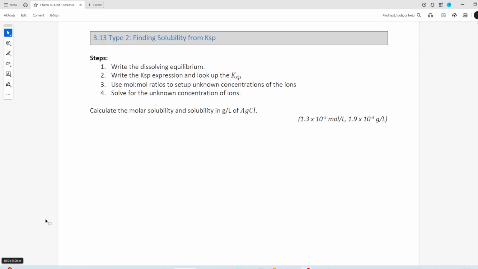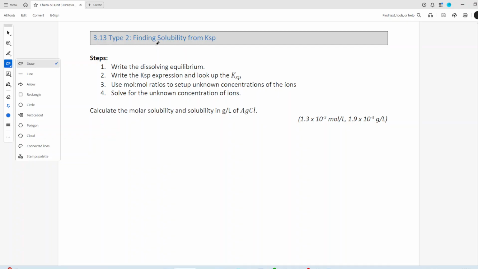Alrighty, type 2. You'll notice, even right from the start, these types aren't as complicated as the ones in KAQ in Unit 2, so I haven't written much. So type 2 is finding solubility from KSP. What you're going to want to do is write the dissolving equilibrium, write the KSP expression, and look up KSP. Then you're going to use mole-to-mole ratios to set up unknown concentrations of the ions and solve for the unknown concentrations of the ions. I'll show you what I mean.